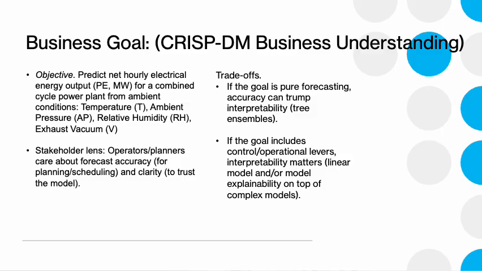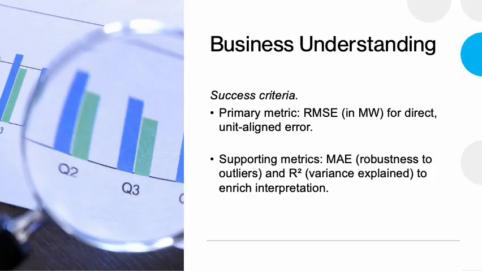In OKR terms, the objective is better forecast reliability, and the key results are lower root mean square error and fewer last-minute redispatches. There are important trade-offs to consider. If the goal is pure forecasting accuracy, we might favor more complex models like tree ensembles. Or if the goal includes control and operational levers we can pull, interpretability matters more. So a linear model, or a clear explanation layer on top of a complex model at the very least, can be the better choice. In this project, I start with linear models to keep things transparent while still improving accuracy.